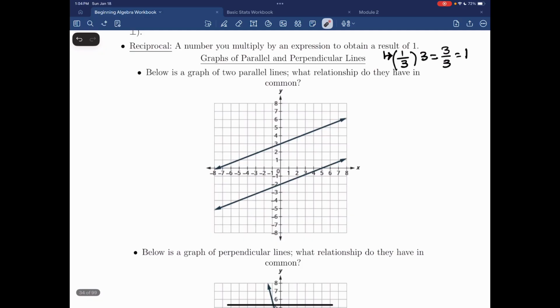Alrighty. So let's dive into the graphs of parallel and perpendicular lines. So for our first graph, we have two parallel lines. And I encourage you to pause the video and see what these two parallel lines have in common. I encourage you to find the slope-intercept form, y equals mx plus b, of both this line and this line, and compare the two. What do you notice that they have in common when you do so? And assuming you have worked through it, let's go through this together.